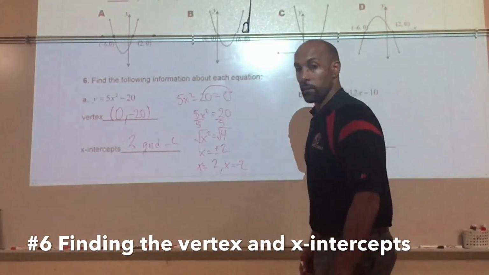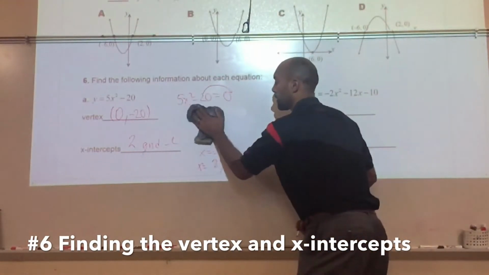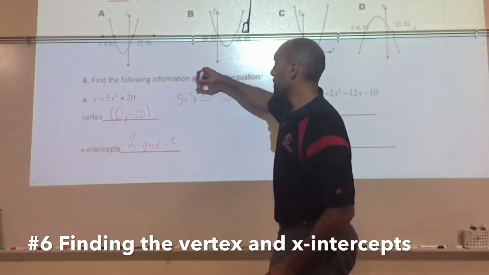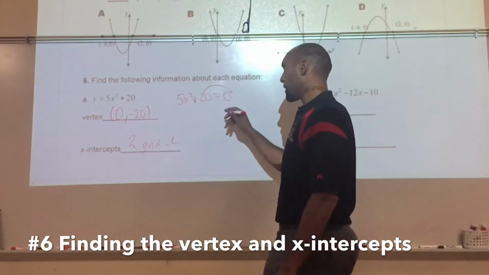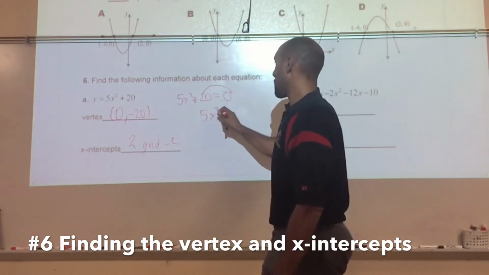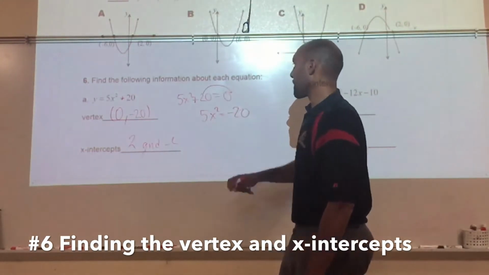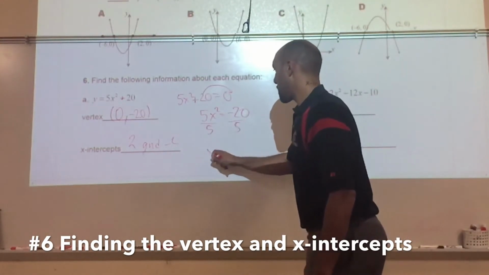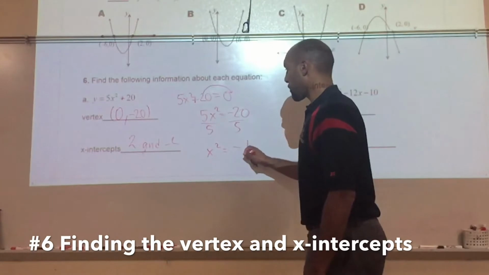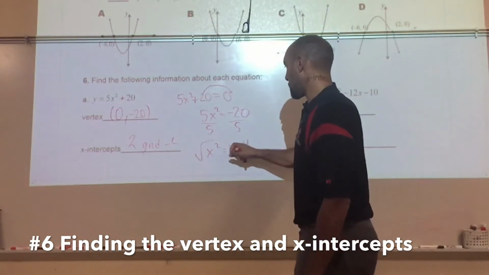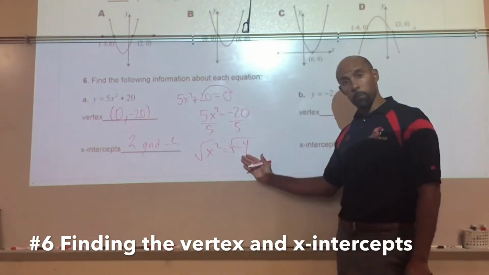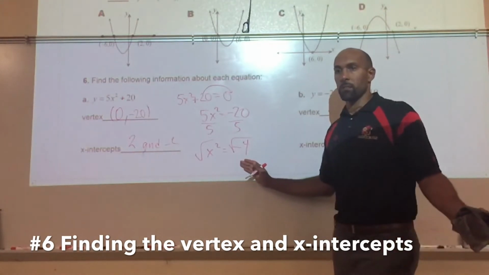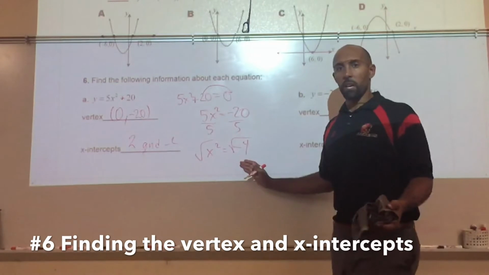Now let's just say that you get the same problem, but this says plus 20. So when I move it now, I have negative 20 here. I'm going to divide by 5 like I did before, and x squared equals negative 4 this time. And I'll square root just like I did before. There's a problem. If I square root a negative number, it's just not possible. There is no square root of a negative number.